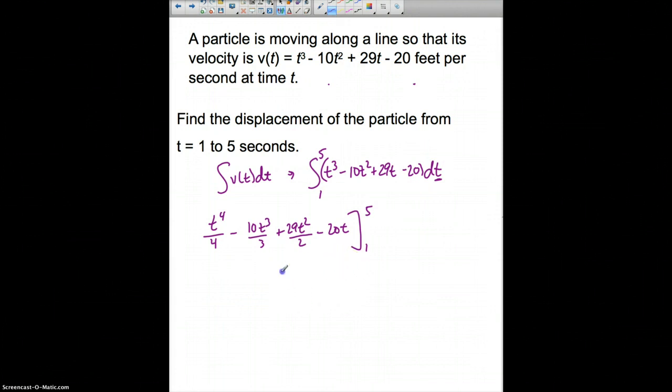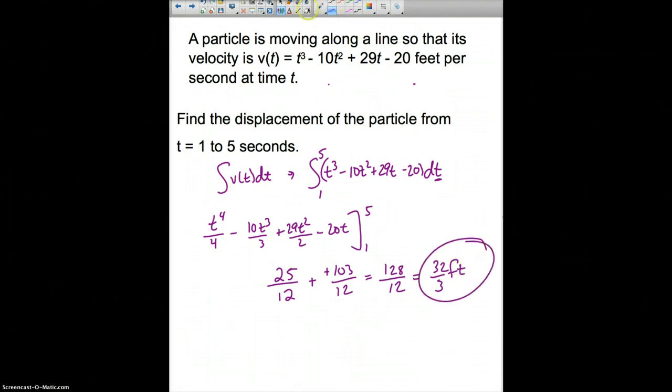When you plug in the 5, you get 25 twelfths. When you plug in the 1, you get negative 103 twelfths. Subtracting the two, you get 128 twelfths, which reduces to 32 thirds. And the units on that, since it was feet per second, we're basically getting rid of the seconds, multiplying by seconds. So we get feet, 32 thirds feet. We're going to continue this in video number 2.